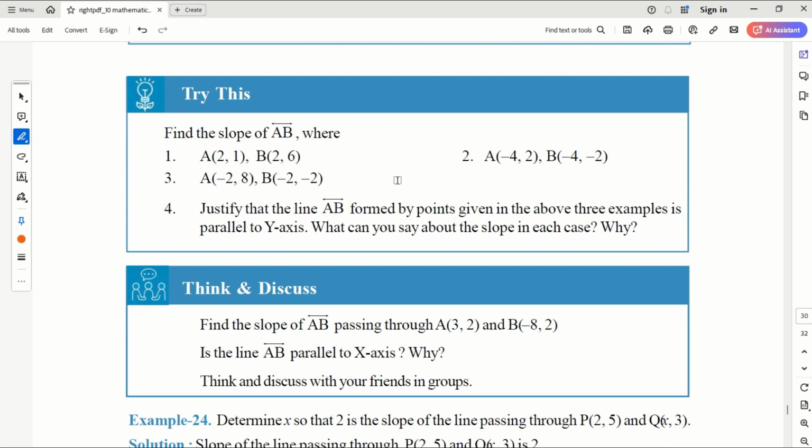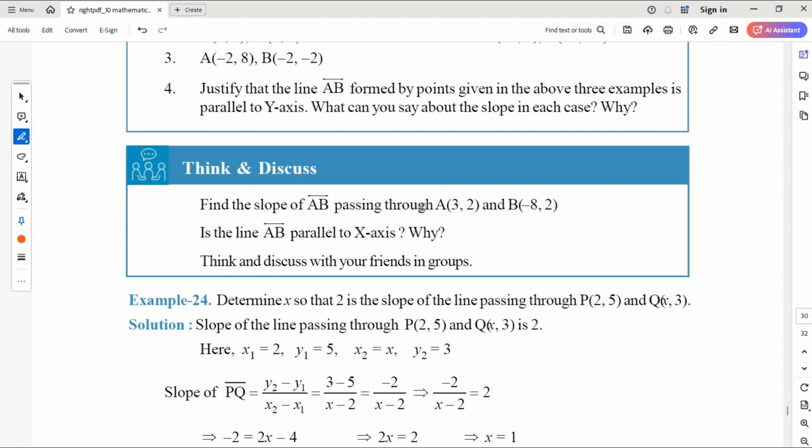If it is parallel to the y-axis, you cannot calculate the slope because tan 90 is infinity, basically 1 by 0, not defined. So we cannot calculate it.